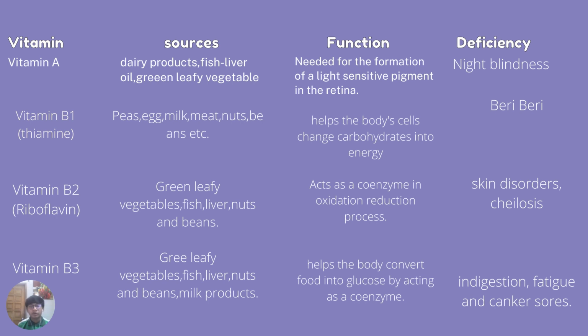Now, vitamin B1 or thiamine is found in peas, eggs, milk, meat, nuts, beans, etc. It helps the body cells to change carbohydrate to energy, and if it's missing, it will cause a deficiency disease called beriberi. Now, vitamin B2 or riboflavin: green leafy vegetables, fish, liver oils, nuts, and beans are some sources of vitamin B2. It acts as a coenzyme in oxidation reduction processes in our body, and if it's lacking, skin disorders and cheilosis will occur.